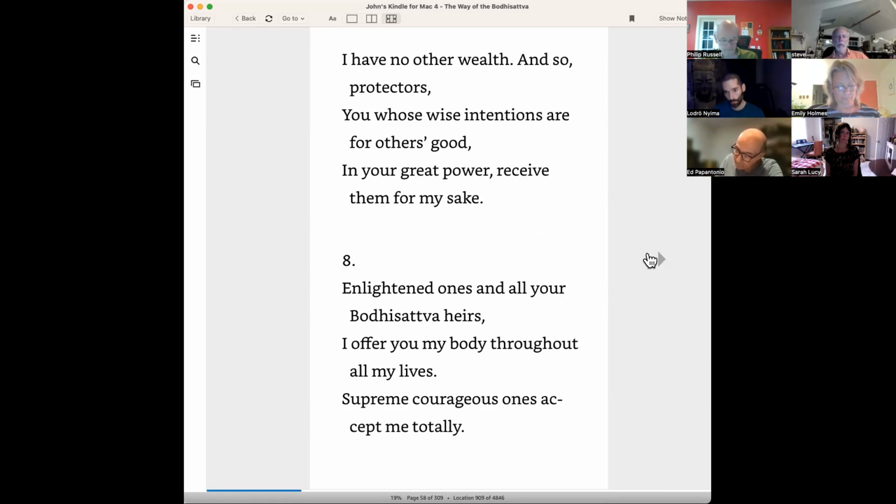So in the next verses, 8 and 9, he'll make the offering of himself as a servant of the Buddha, as a servant of one who will undertake the practices to wake up and undertake the Bodhisattva intention of working for the benefit of all sentient beings. So if someone could read verses 8 and 9. Dan.